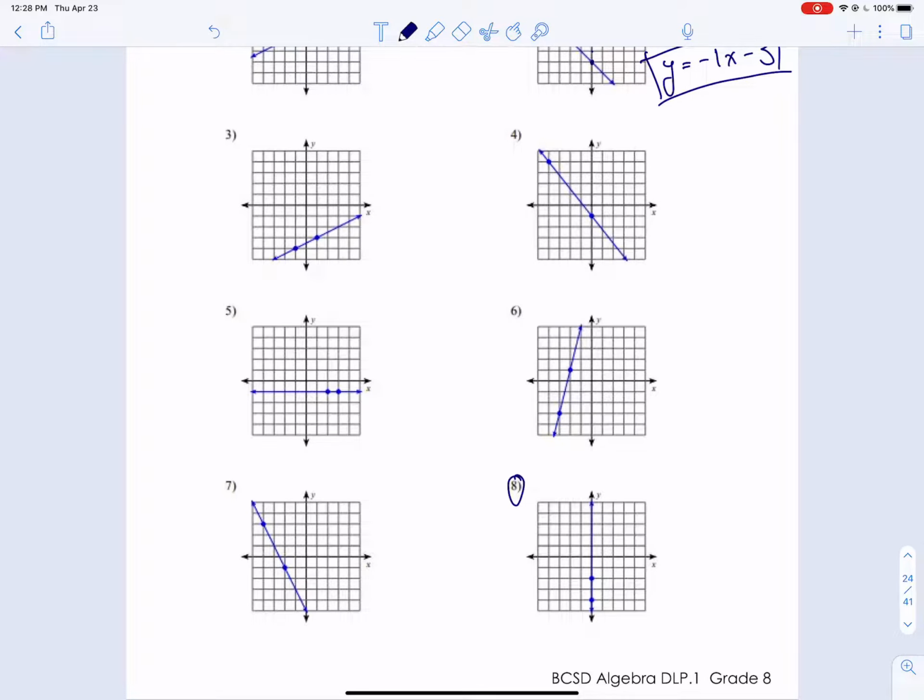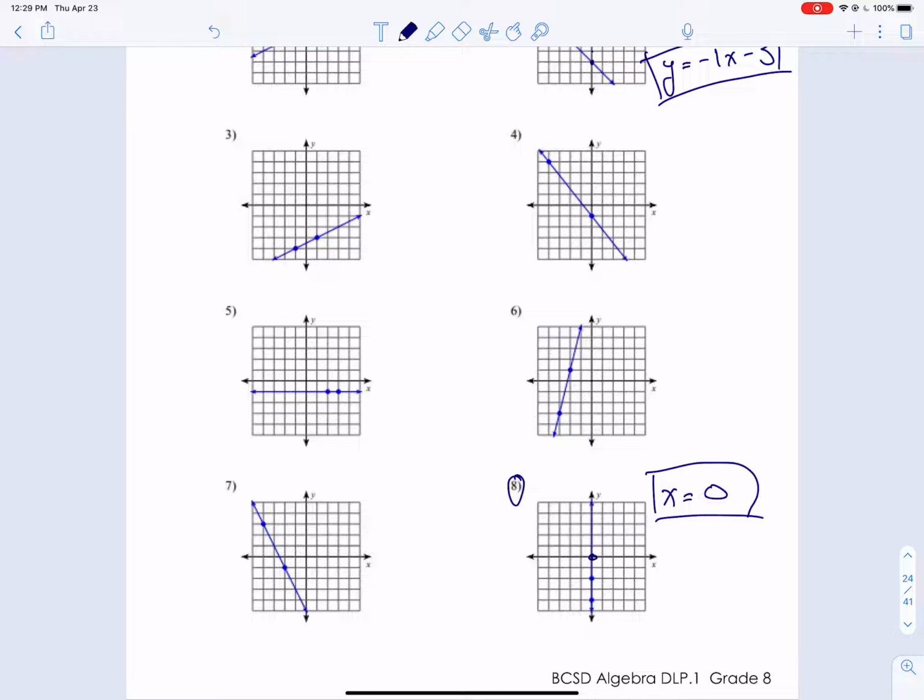Okay, number 8. So this is a vertical line. Remember when we learned about slopes in class, vertical lines have an undefined slope, all right? So it doesn't fit in the form of y equals mx plus b. So if we have a vertical line, our equation is simply x equals, and then where does it cross the x-axis? So this one crosses at 0. So x equals 0 is our equation for this.